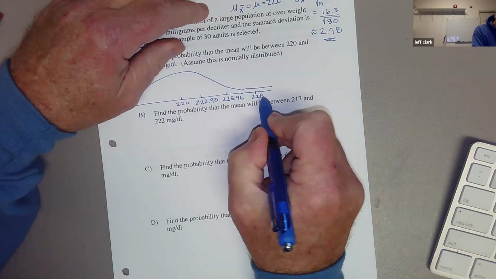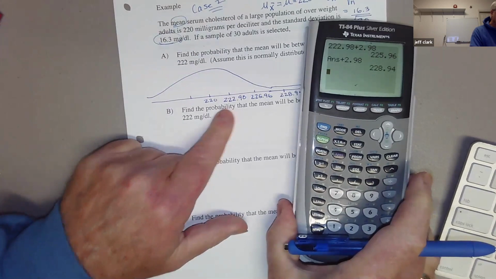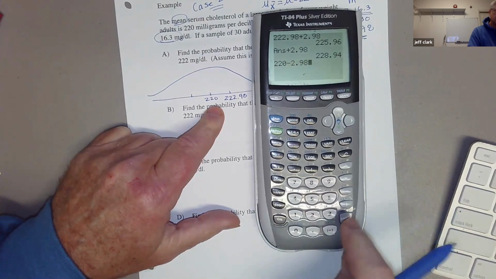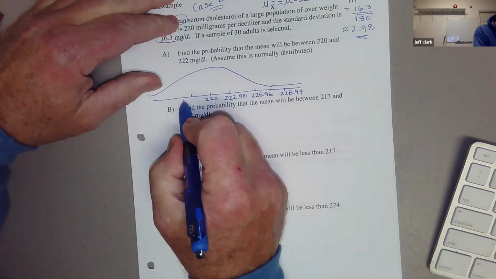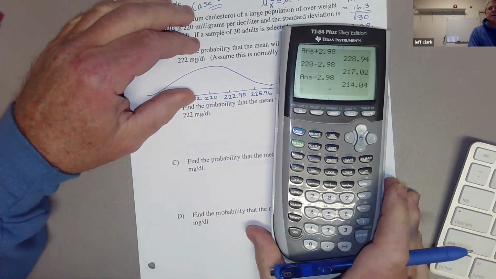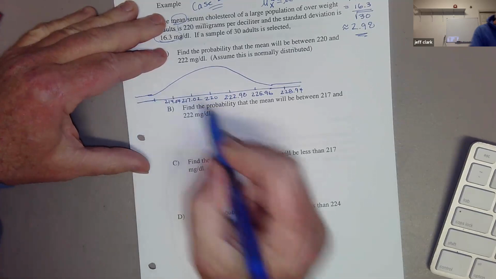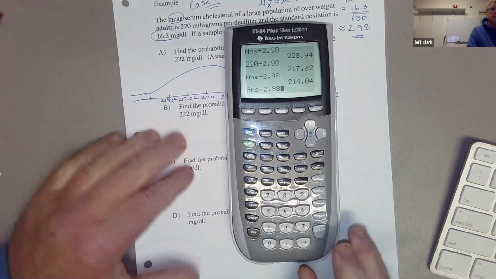Going the other direction, we're going to subtract 2.98 from the original 220. So 217.02. Subtract another 2.98. And finally, one last one, 211.06.